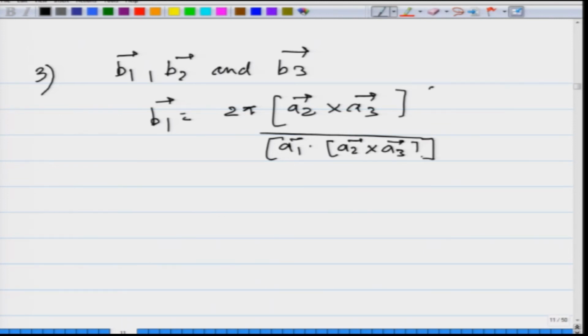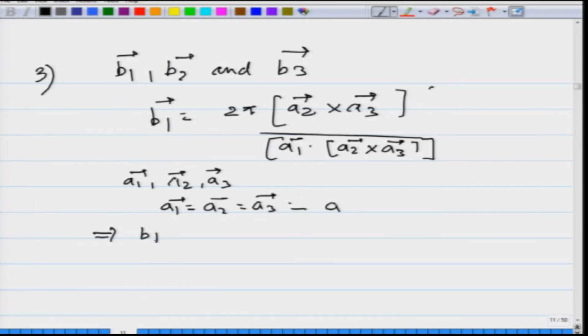Okay, where A1, A2, and A3 are the primitive vectors of the crystal lattice. For the case of a simple cube, A1 equals A2 equals A3 equals A. So for this system, we will get B1, B2, and B3 if we substitute A1, A2, A3 in this equation.